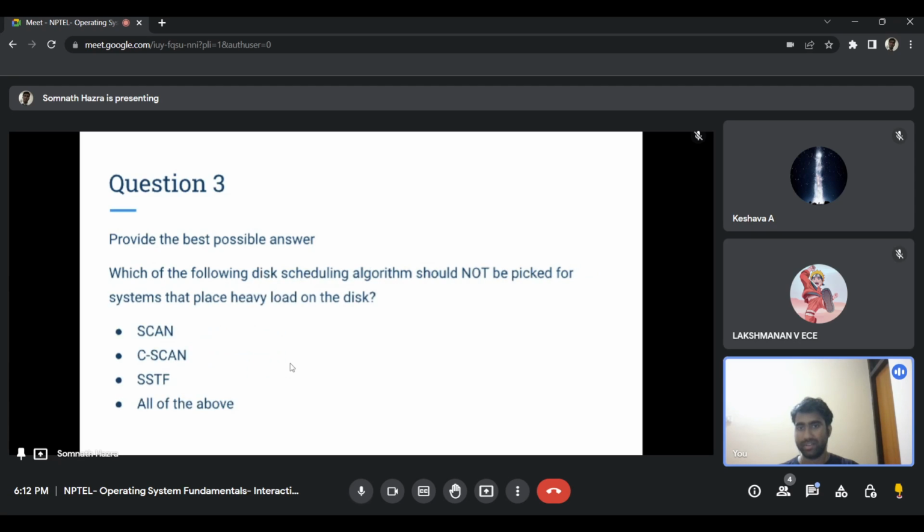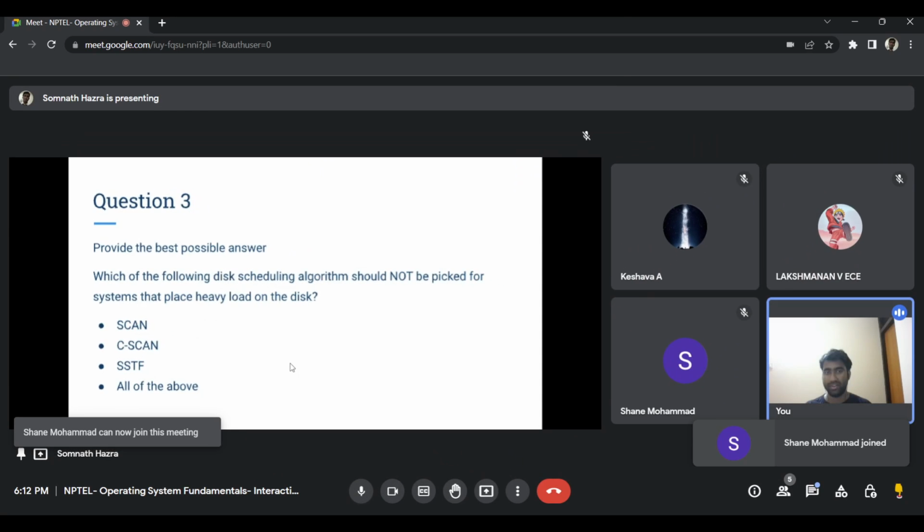Which of the following disk scheduling algorithms should not be picked for systems that place heavy load on the disk?